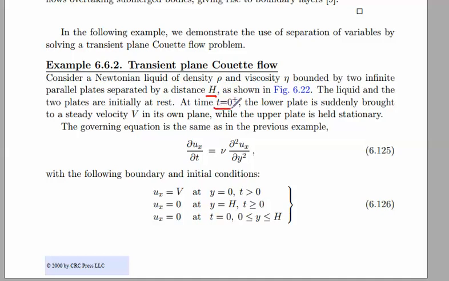at time t equal to 0 plus, which means when the time increases starting from 0, the lower plate of this physical structure is suddenly brought to a velocity v in its own plane, or in other words, we are applying a sudden force or jerk on the lower plate, and the lower plate starts moving with velocity v, and the upper plate is held stationary.